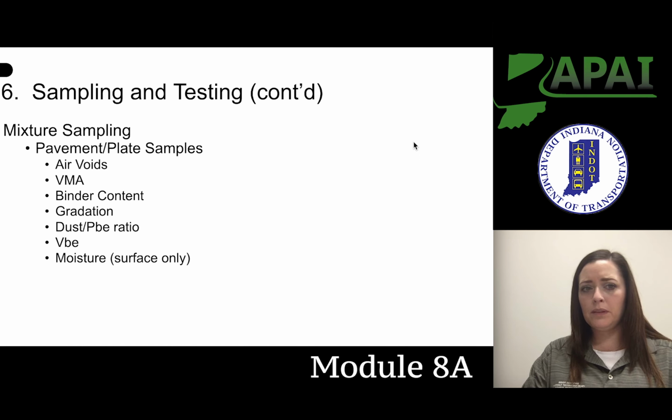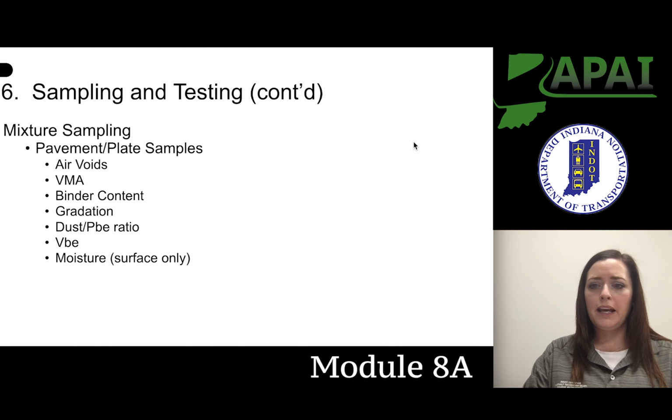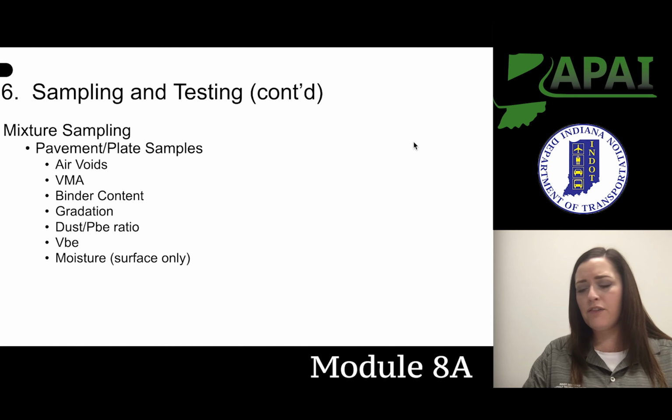The random numbers for the plate samples are determined by INDOT, and we typically, as contractors, get side by sides. So we will also run tests to calculate the air voids and VMA. We'll run binder content testing, a gradation, and calculate dust to effective binder ratio, the effective binder, and the volume of effective binder. If we're running a surface mix, we have to check the moisture.